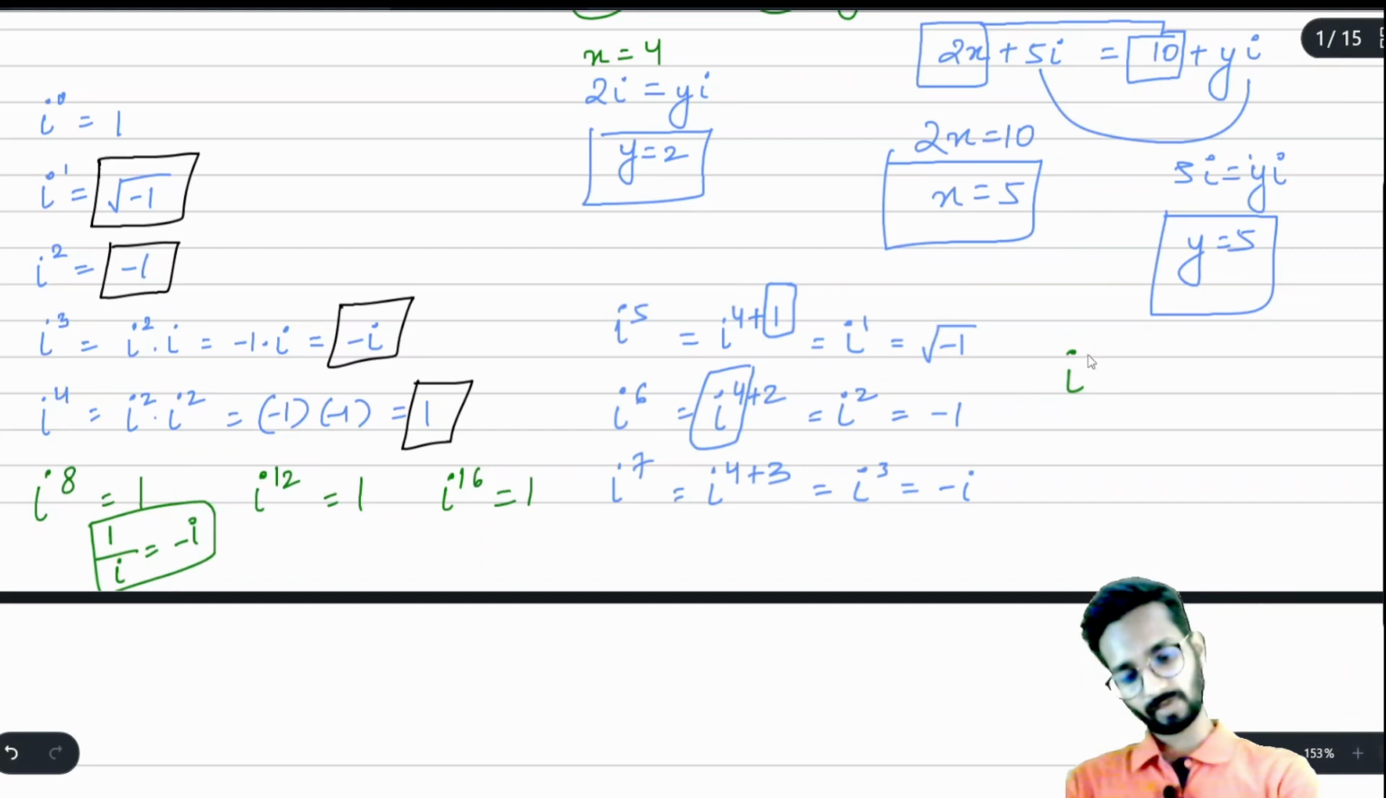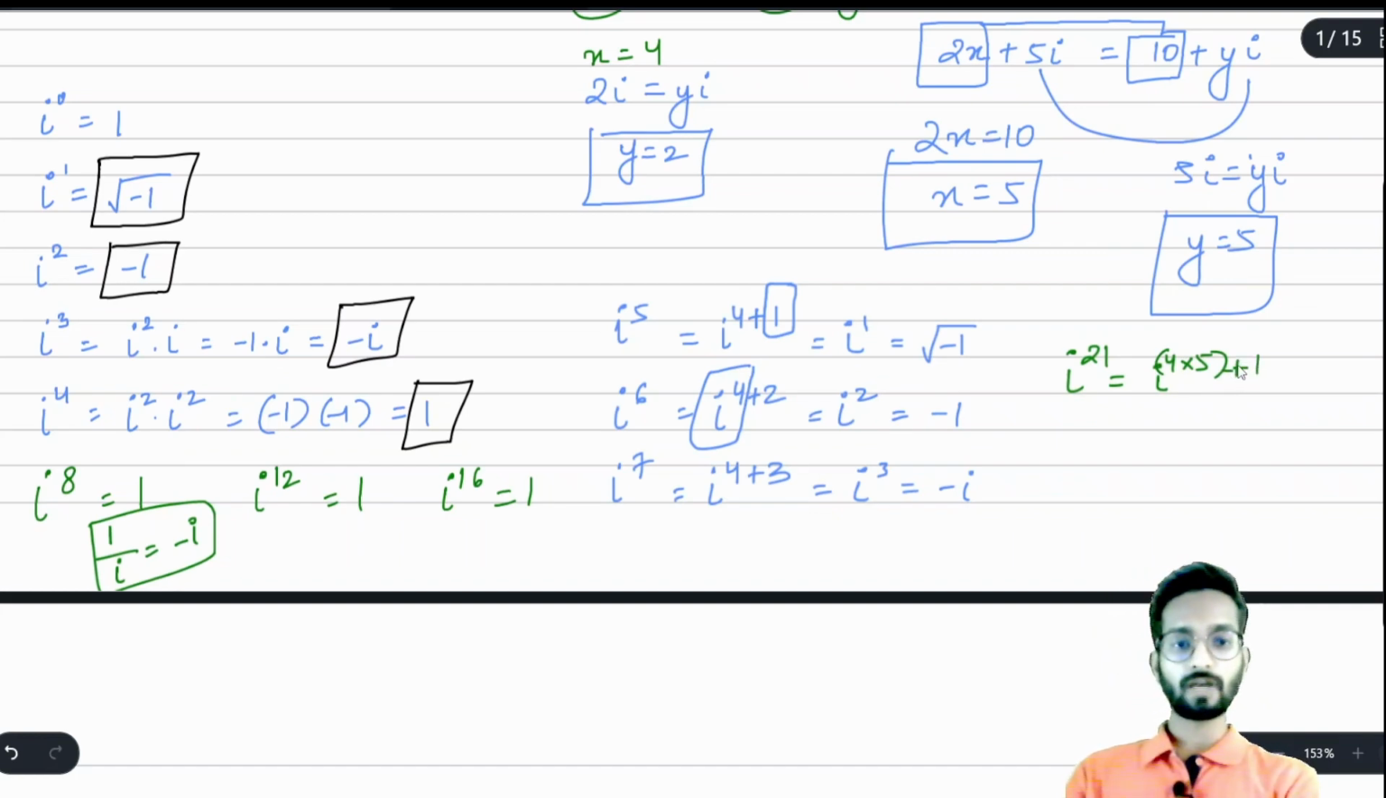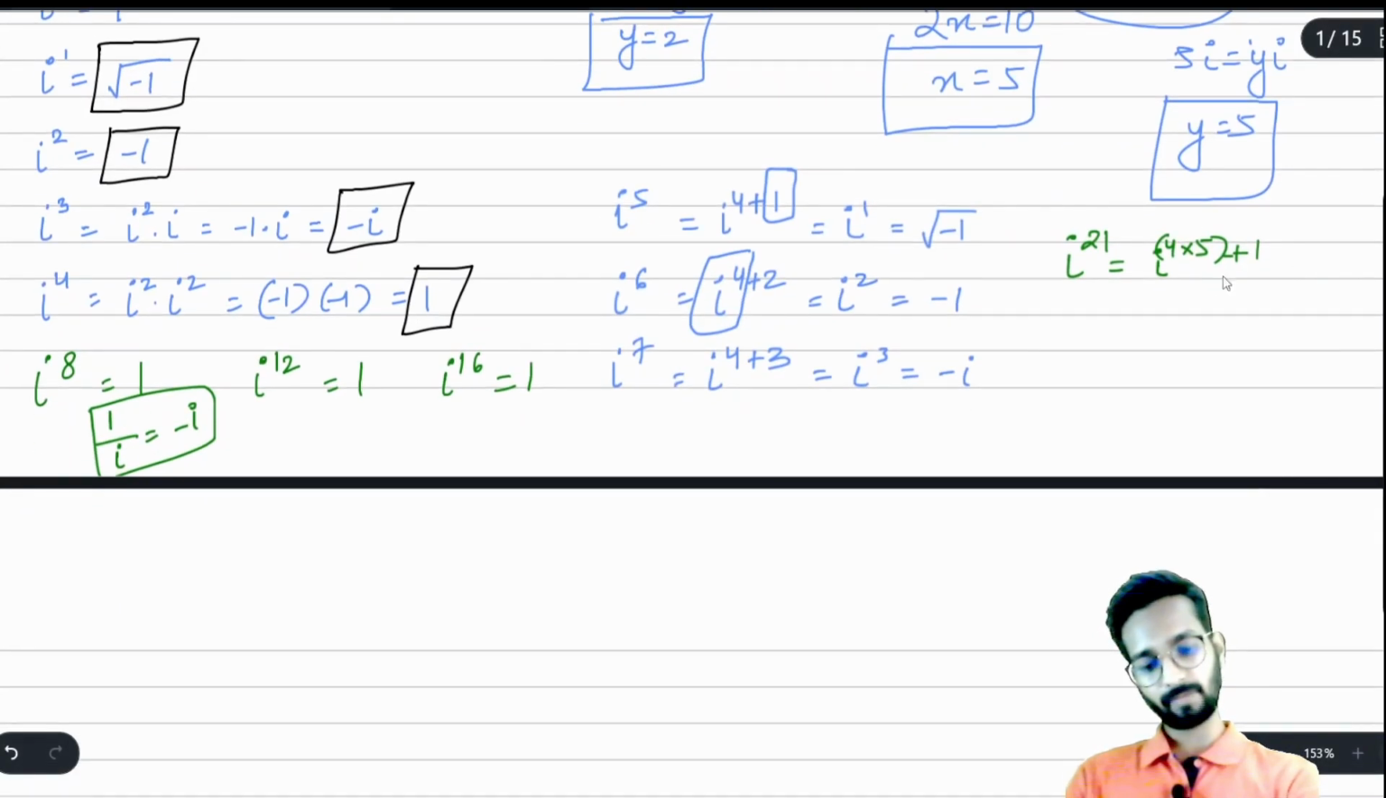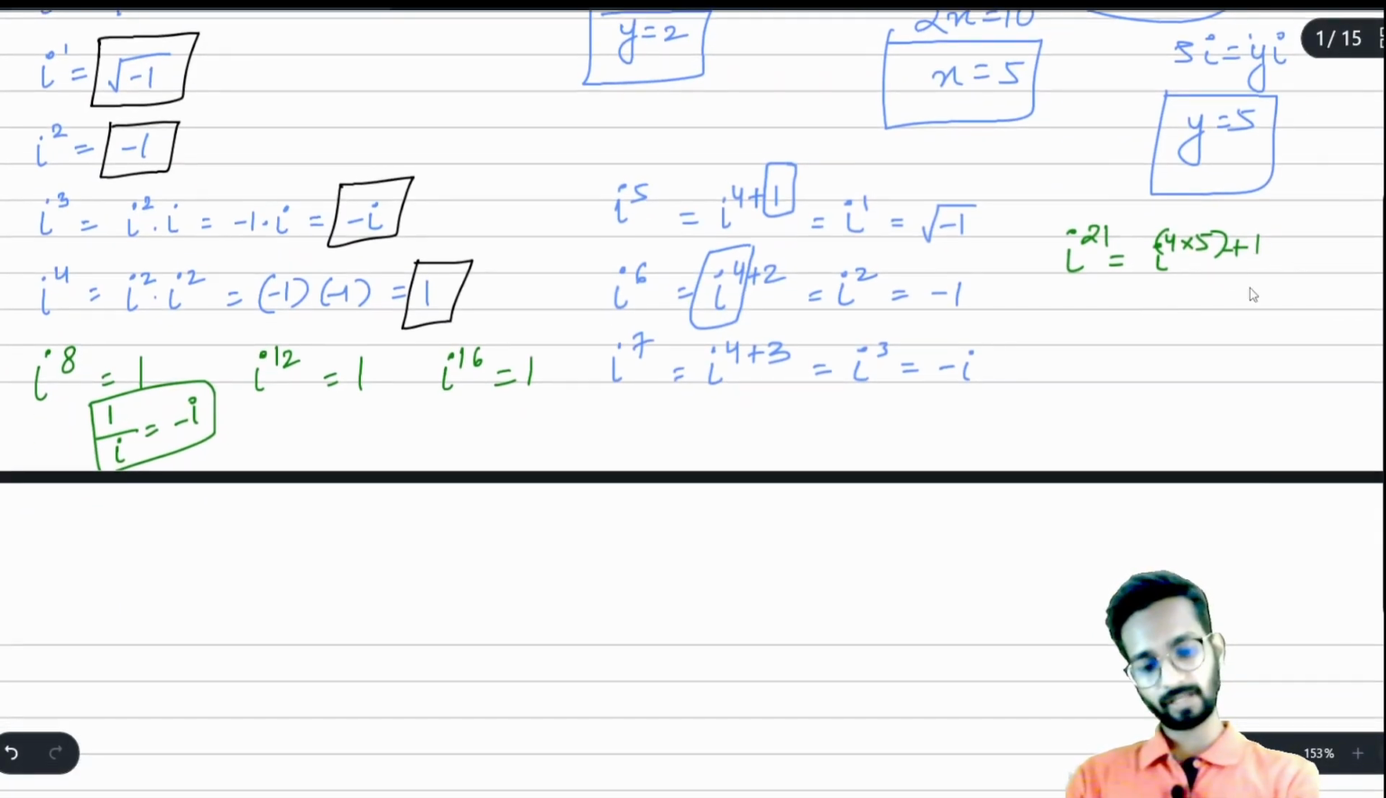Suppose we will do one more sum. I power say 21. What can I say? I power 4 into 5, this will become 20 plus 1. Remember this, you have to convert it into 4's table. If you can convert it, then there is no problem. I power 4 into 5 plus 1, you can directly write it as I power 1. Simple. Suppose here they are saying I power 201. So you can say I power 4 into 50 is 200, then plus 1. The answer is I power 1.